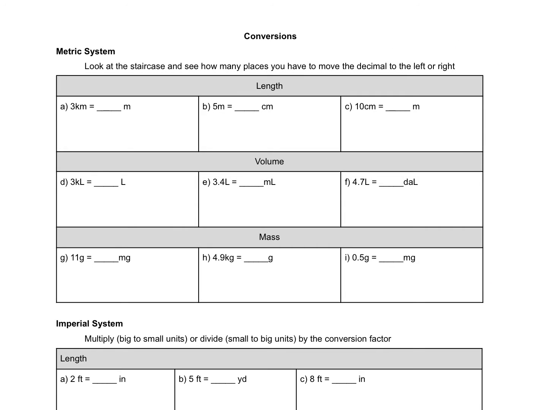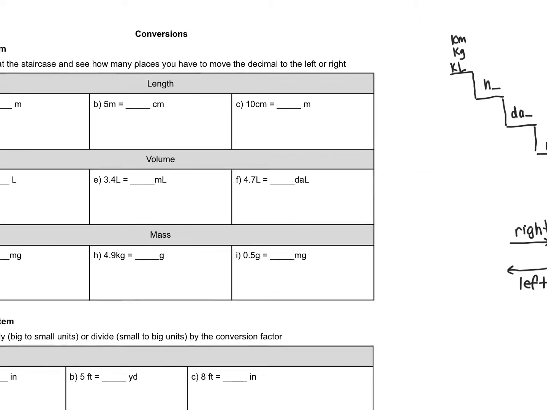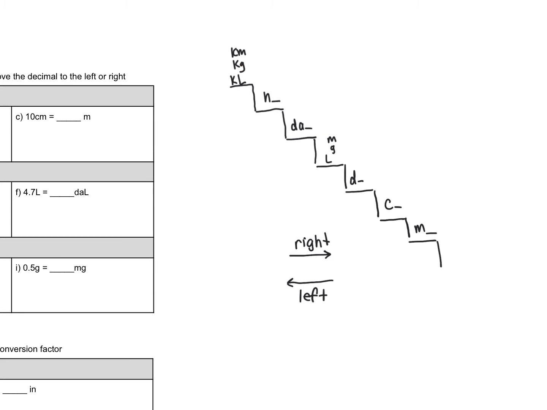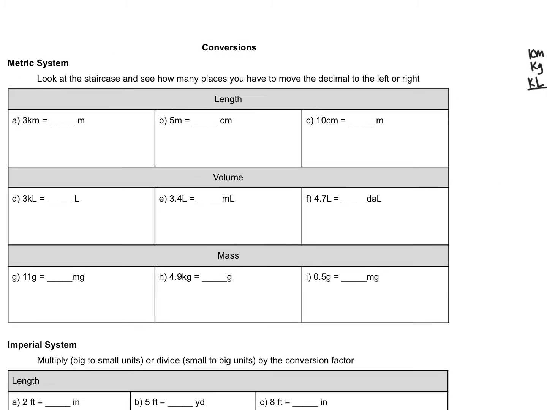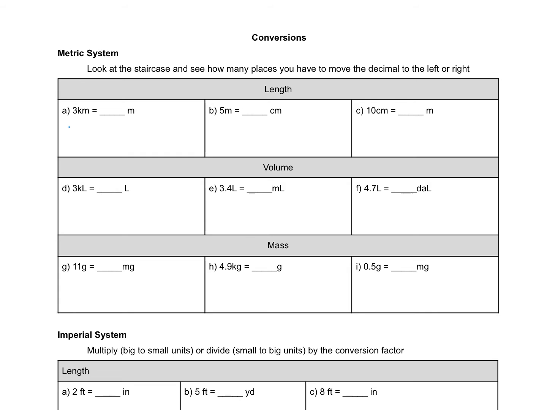We have 3 kilometers and we want to go to meters. So here's kilometers, here's meters. We're going 1, 2, 3 steps down, which means we're going to go 3 to the right. So I take my 3 kilometers, and if you don't see a decimal, it means it's just at the end. And I'm going to go 1, 2, 3. This is where the new decimal will be, and I will fill in the hops with zeros. So that means 3 kilometers is equal to 3,000 meters.